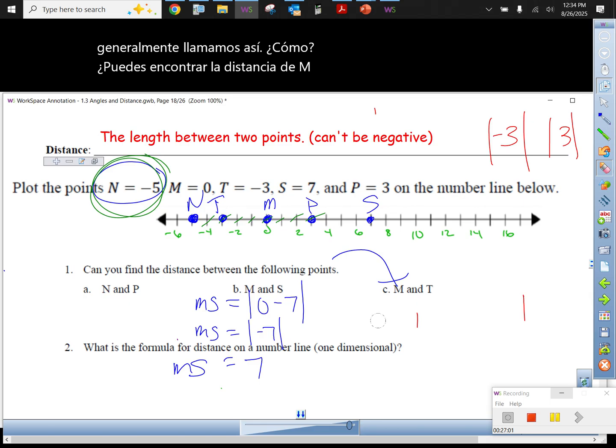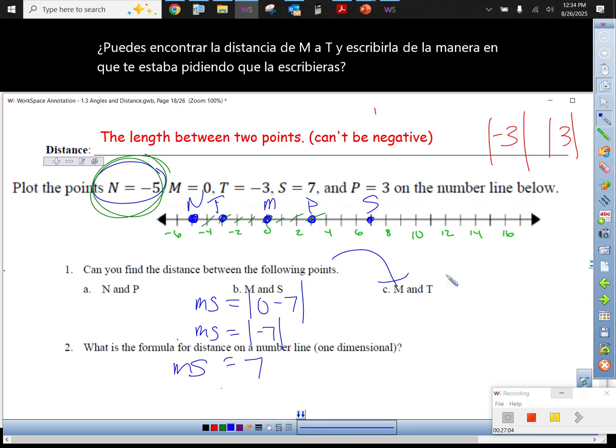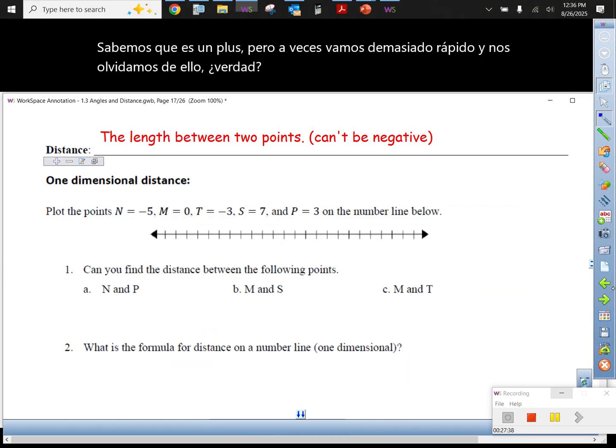Can you find the distance from M to T and write it the way I was asking you to write it? Uh-oh, there's a problem on this one. M is at 0. I wouldn't call it a problem, but I would call it the old oops. Isn't the symbol supposed to be a minus? And T is at -3? Oh no. If I say it out loud, I would say 100% of math students at Hayes High would get it. What's minus a minus? We know that it's a plus, but sometimes we go too fast and we forget about it, right? Minus a minus does turn into the plus.